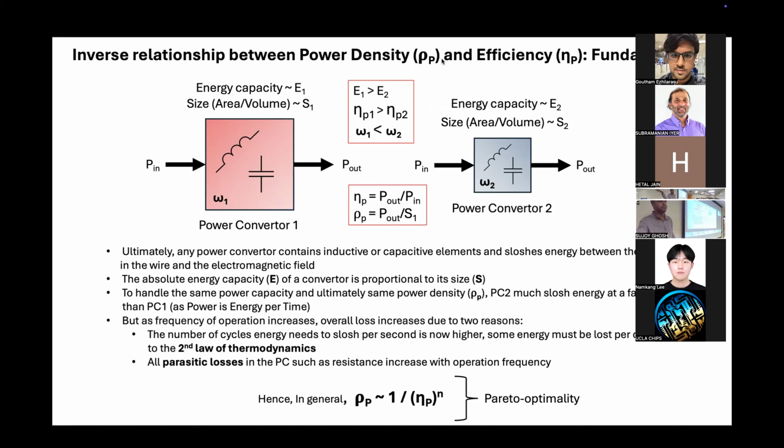So essentially, when you make the converter smaller and smaller, the amount of energy the converter can handle at a given time is reducing because the passives are getting smaller. The only way you can deliver the same amount of power to your load is to do the cycling faster, so the frequency goes up. However, when the frequency goes up, because the energy is converting from, say, the current in the conductor to some kind of electrostatic or magnetic energy, there's obviously the second law of thermodynamics involved in energy conversion, so some amount of energy will be lost as heat. Also, all the parasitics in the converter, such as the resistance of the wire, go up with frequency. So overall, you always tend to have this inverse relationship between the power density of the converter and its efficiency.